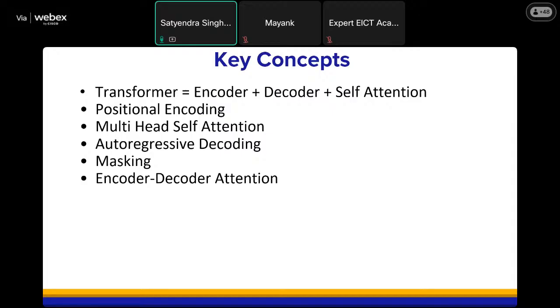So the key concept that we have studied: a transformer is nothing but an encoder decoder architecture having a self attention mechanism. The idea of positional encoding is also there, along with multi-head self attention, auto-regressive decoding, masking, and encoder decoder attention.